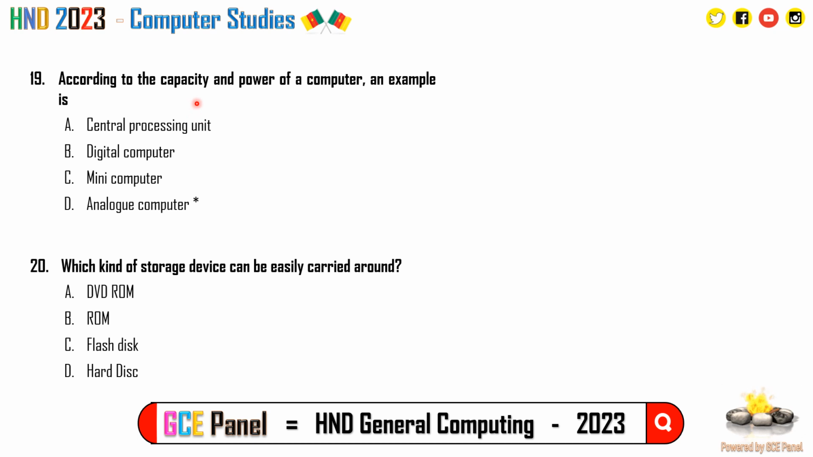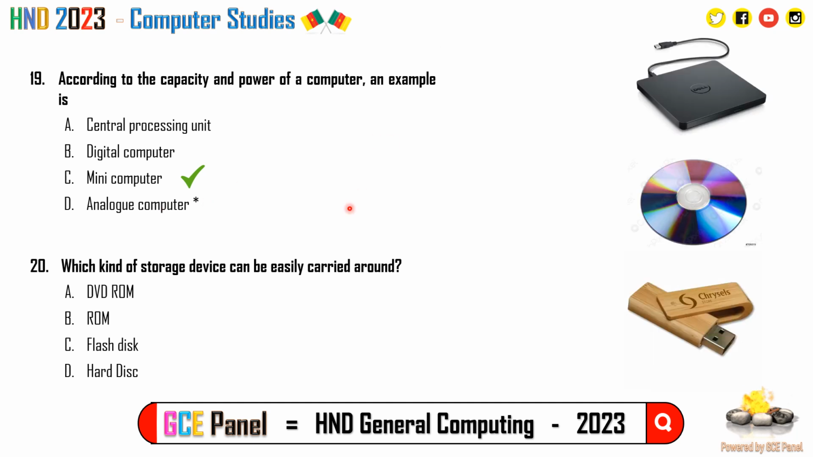According to the capacity and power of a computer, an example is. We talk about the capacity and power of a computer, how strong the computer is. We have mini computers, supercomputers, and so on. So we have all these different computers. In terms of this definition, the key here is mini computer.